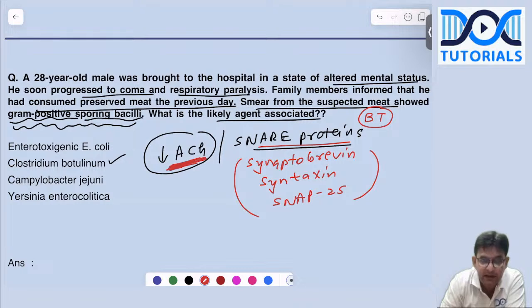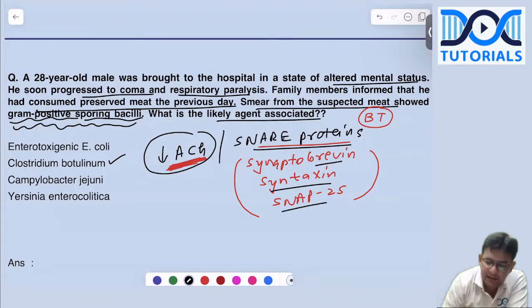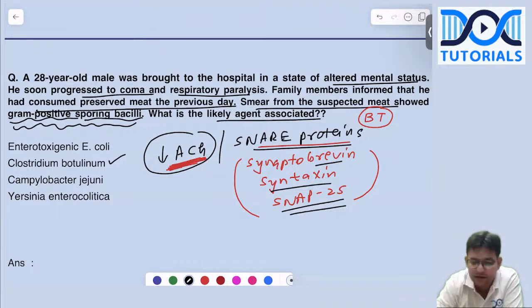This is asked. How to remember? A brave boy or girl has ascended on a syntax and taken how many snaps? 25 snaps after having BT. BT is bottle. So the answer to this question is Clostridium botulinum, which is a gram-positive bacterium, and it is sporing also. It produces bulging spores.